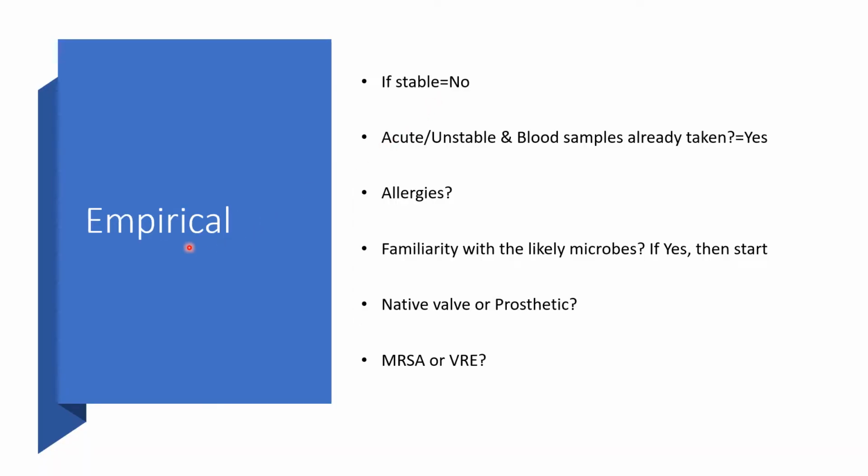Empirical antibiotics. We all understand what this term is all about, right? That is giving your antibiotics based on the knowledge of probable causative agents in your domain. So we'll ask ourselves certain questions. Is this patient stable? If the answer is yes, the patient is stable, then we don't need to rush for empirical antibiotics. But if the patient is in acute phase and unstable and we need to take blood samples, that is not even the issue. Once we find that the patient is unstable, we should go for empirical antibiotics.